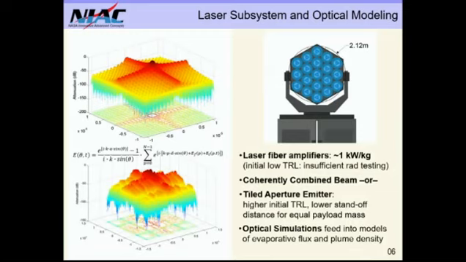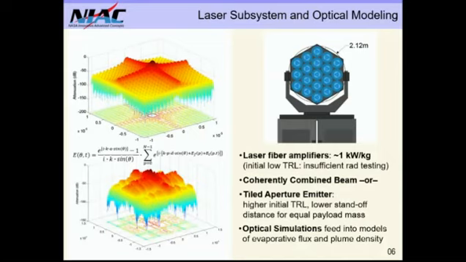And that array then would be, in one incarnation, coherently combined, and our modeling is doing this coherently combined array. In another incarnation that's probably higher TRL at the beginning, we could do a tiled aperture emitter with each of the emitters pointing to a spot adjacent to the next one on the target. In either case, we can use whatever laser gets put onto the system.